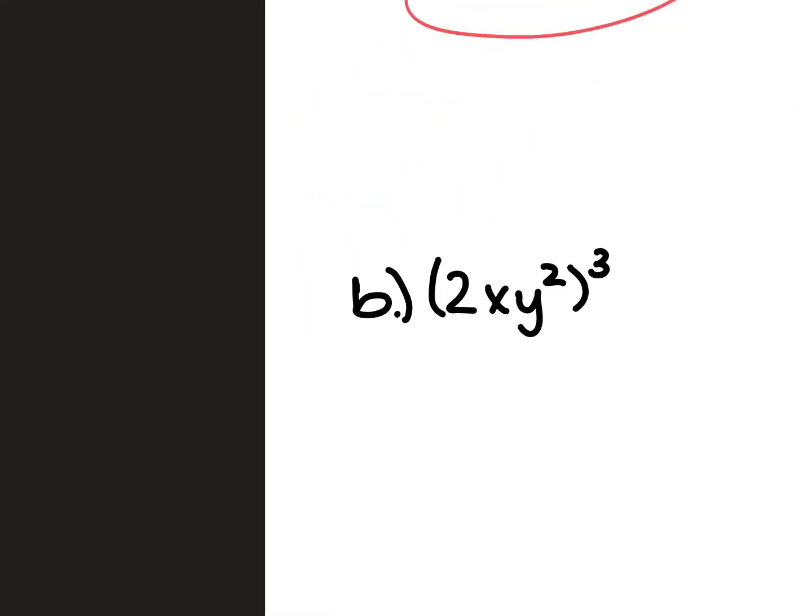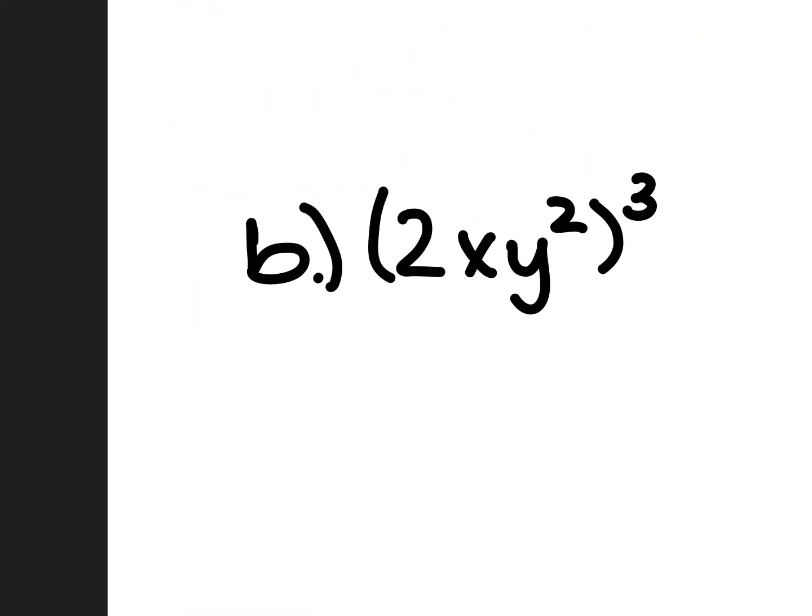All right, let's look at B. Okay, what's going on in this situation? I don't have two things that I'm multiplying together. I have a parenthesis that has an exponent outside of it. So what does that little 3 need to be distributed to? Everything. If I were you, I would draw little arrows just so you don't make a mistake.